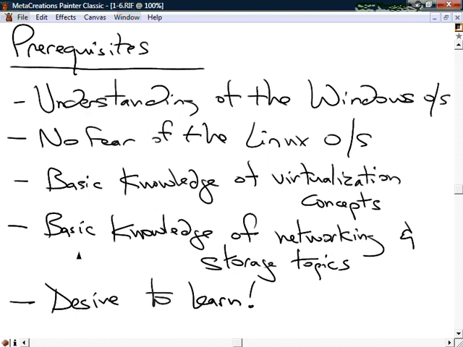You need to have some basic knowledge of virtualization concepts, and I mean basic because we're going to start with some of the basics. If you just have an understanding, and I would say more an enthusiasm, for those virtualization concepts, then you're going to do really well with this knowledge transfer.